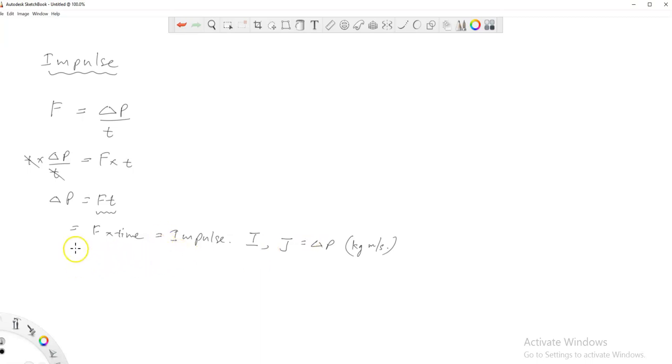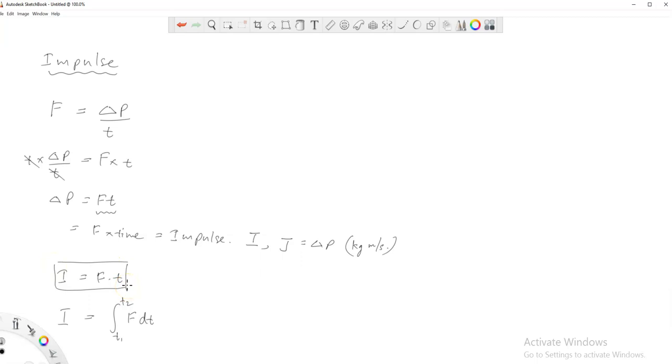So we can write impulse equals force times time. If you are in a calculus class, if you are in the university physics class, you should know the other definition as well. Impulse can be written as the time integral of F dt, force times dt, over a given time interval. That's another way of writing impulse.